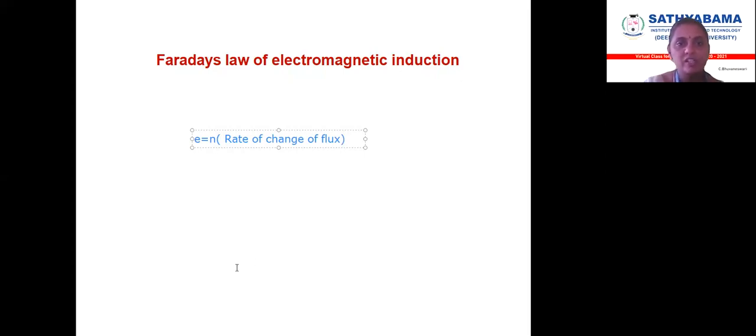Faraday's second law states that E is equal to N d phi by dt, the same thing that I have written here. In Faraday's law of electromagnetism, we have two laws. First law, the EMF is generated due to change of flux. And second law, we have the expression E is equal to N d phi by dt.